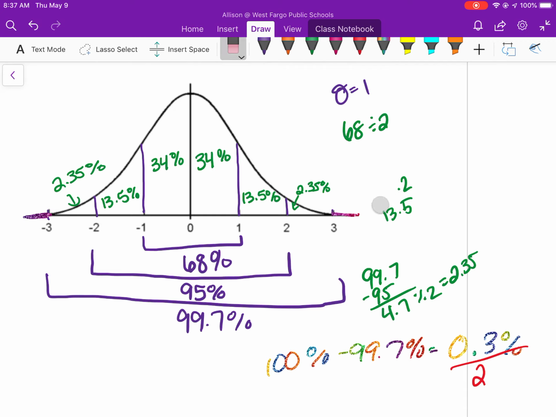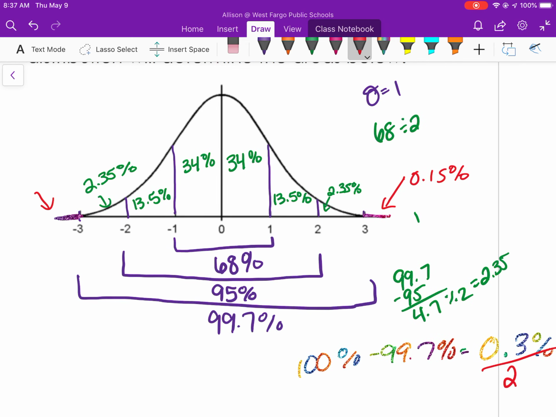So I've got to erase some of this here, but 0.15% lies outside 3 standard deviations to the right, and 0.15% lies to the left of 3 standard deviations away. So a very small percent of data lies outside the 3 standard deviations away if the data is normally distributed.